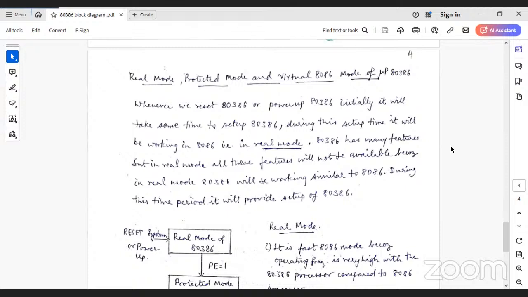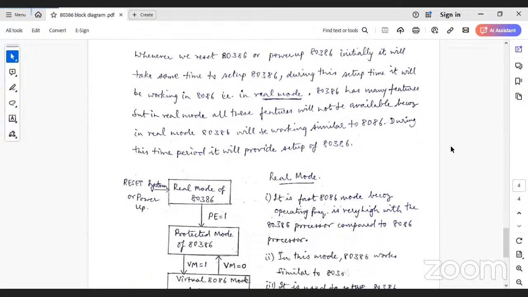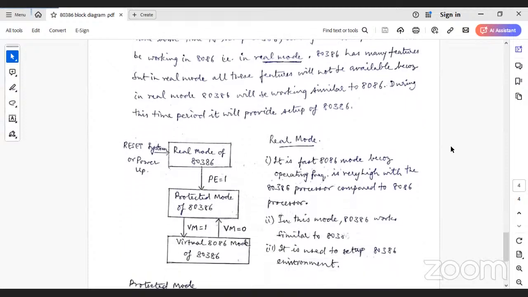So initially it will be in the real mode. That is what we say, when you reset your system or you switch on the power. You will call it reset or power up. So you can see this figure. It is very beautiful, I felt.